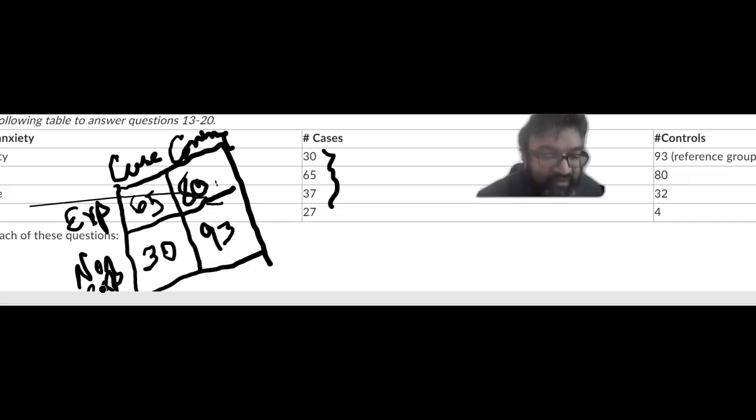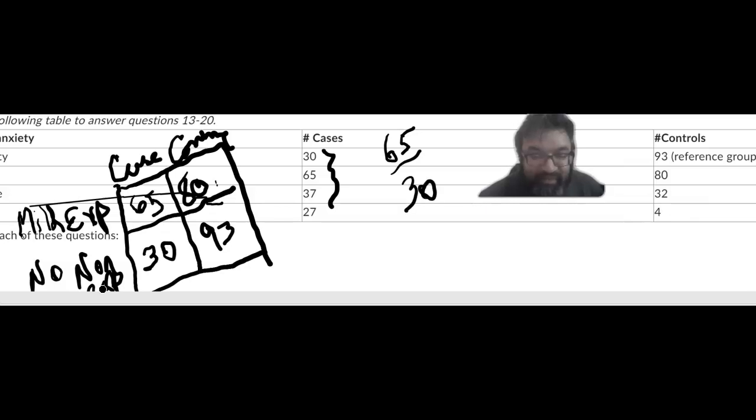So for mild, we take a look here. When I say mild, I mean mild anxiety, and then this one is no anxiety. So the numerator is 65 divided by 30. And then you divide that by 80 over 93.